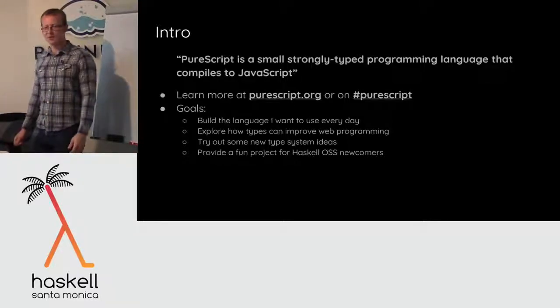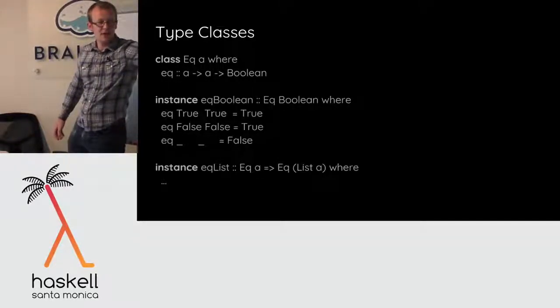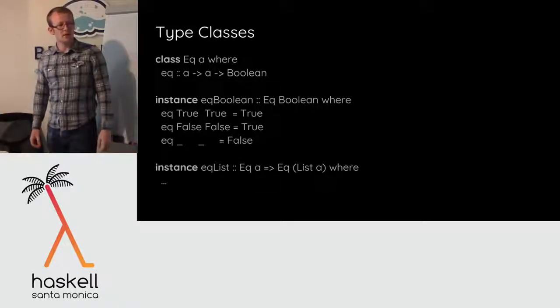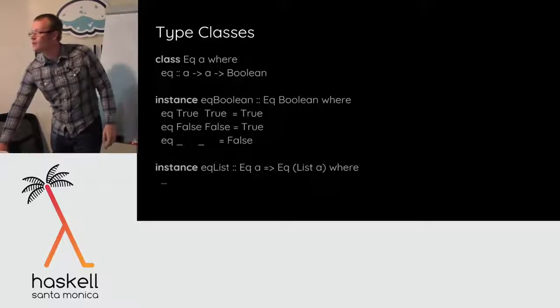Okay, so I can say that I have an instance called eqList for Eq of List A whenever, and that's what this arrow here means, whenever I have an instance for Eq on A. Okay. Any questions on that, first of all?